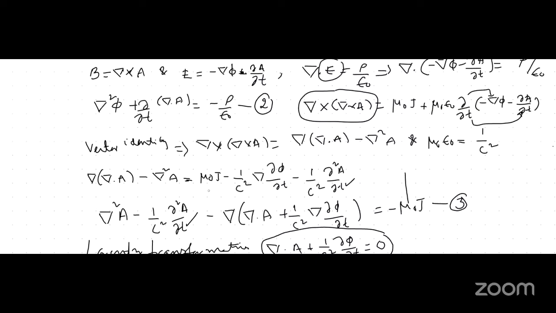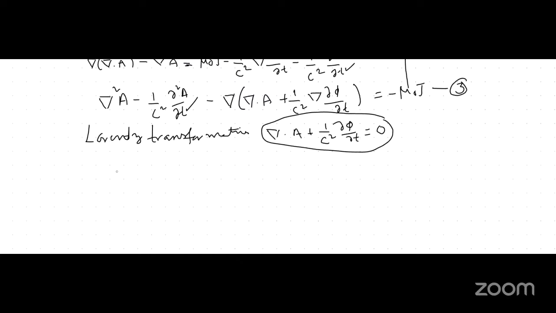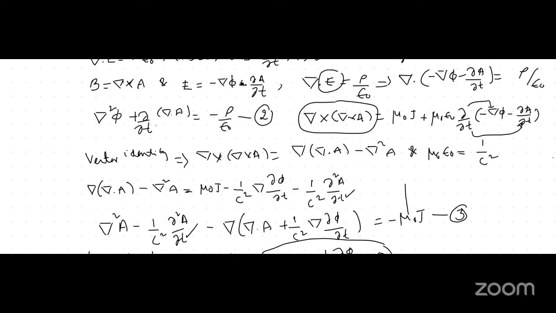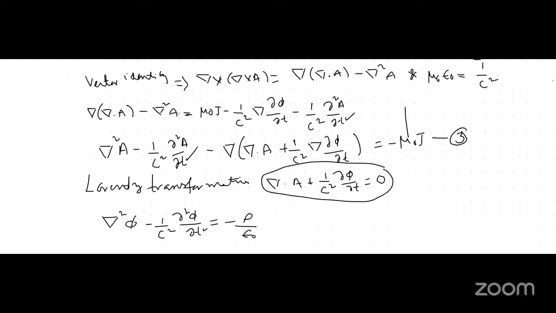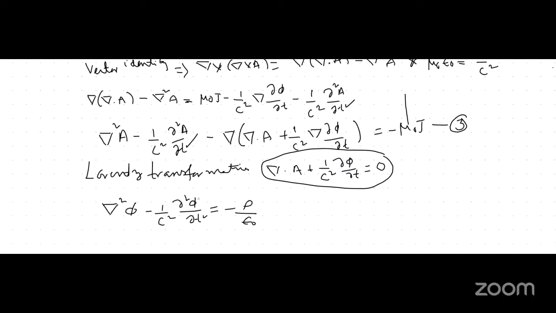So if you substitute the Lorentz condition in this equation 2, we are going to get del square phi minus 1 by c square into ∂² phi by ∂t² is equal to minus rho by epsilon naught. So we are getting del square phi minus 1 by c square ∂² phi by ∂t². This is one equation we are getting.